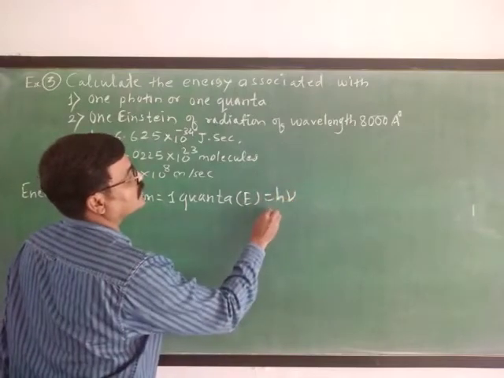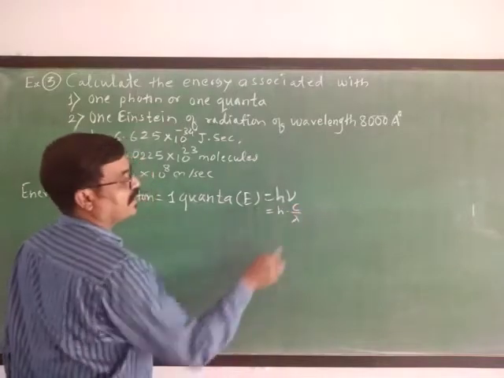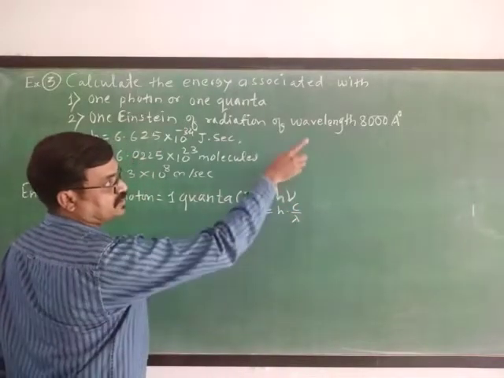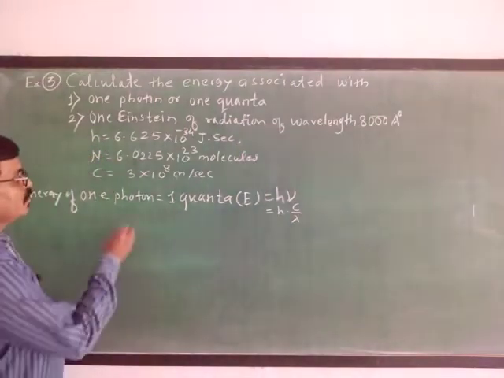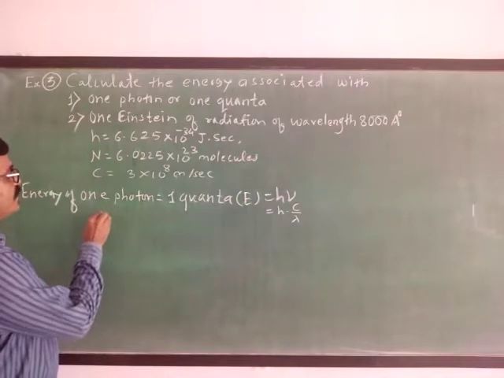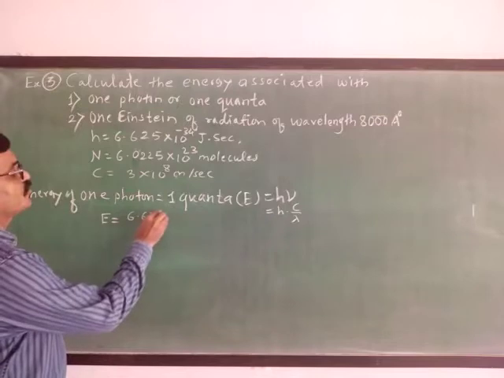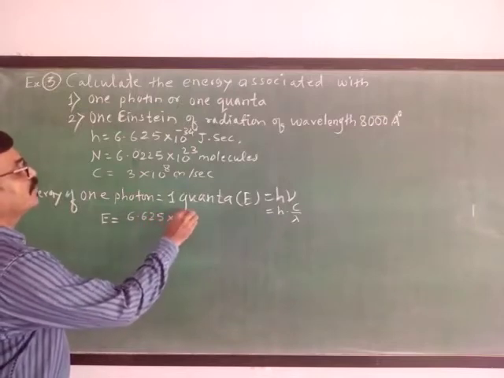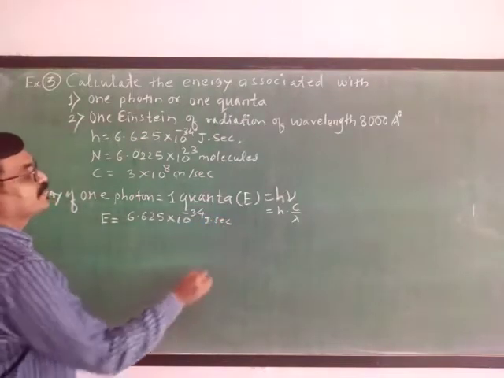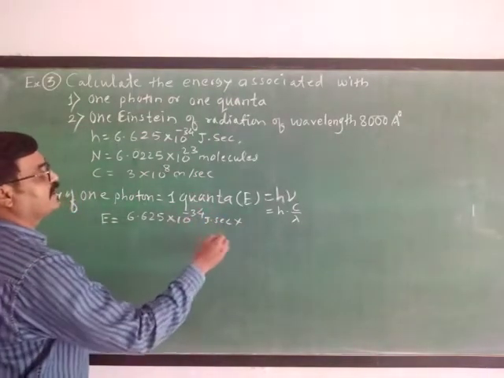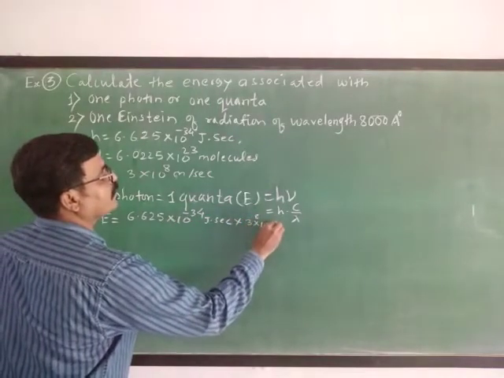Again, you know this nu is nothing but a frequency. That's why it will be c upon lambda, where lambda is the wavelength of the light, which is given as 8000 angstrom. Now all the values are given. That's why energy E is equal to h, which is given as 6.625 into 10 raised to power minus 34 joule second, multiplied by c, that is the velocity of light in MKS unit, 3 into 10 raised to power 8 meter per second.